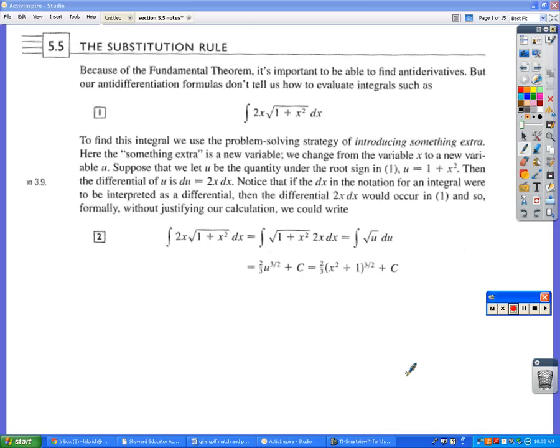And so to find this integral or this antiderivative, we use the problem-solving strategy of introducing something extra. And so what we're going to do is make a substitution to simplify this problem into something that we can do, okay? And that's the name of the strategy: introducing something extra.